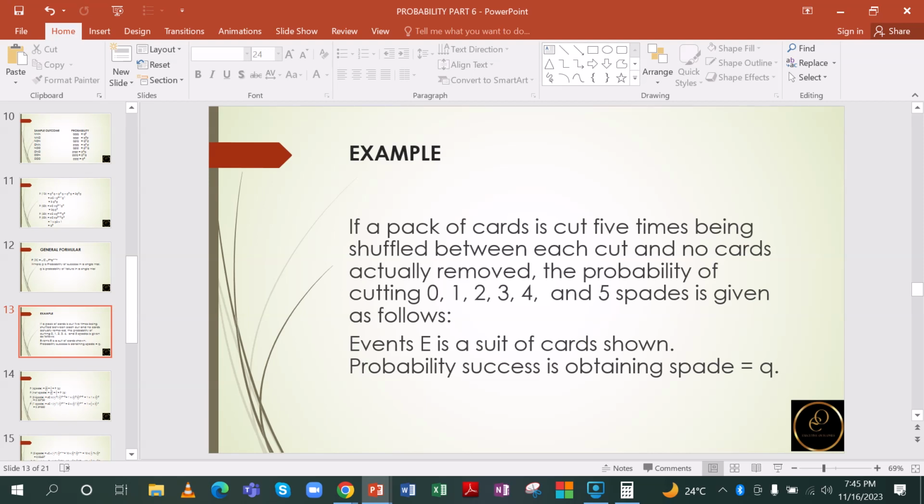Okay, so now what is the position here? We are looking at an event. Event E is the suit of cards shown. Okay, and the probability of success is obtaining a spade. So the probability of success for obtaining a spade is, as we know, we can say it is Q.